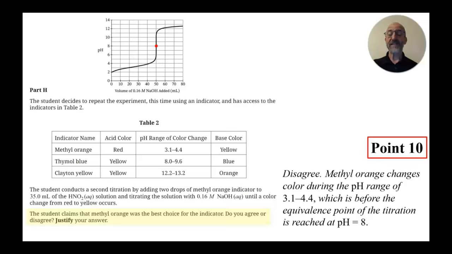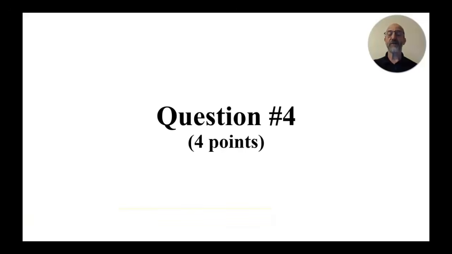Now, this question did not ask me to choose the best indicator. It only asked me to agree or disagree with the student's claim that methyl orange was the best choice. So I said I disagree. Methyl orange is not the best choice. Again, because methyl orange would change color between a pH of 3 and 4, and that is before the location of the equivalence point of the titration, which is around pH 8. All right, well, those are all of the answers and explanations to question 3. Now let's move on to question 4, which is a shorter question that is only worth 4 points.